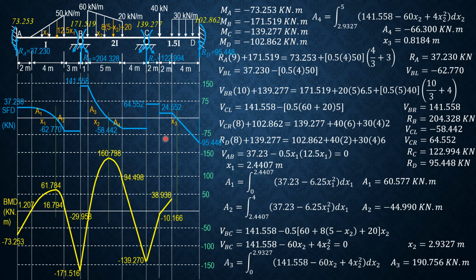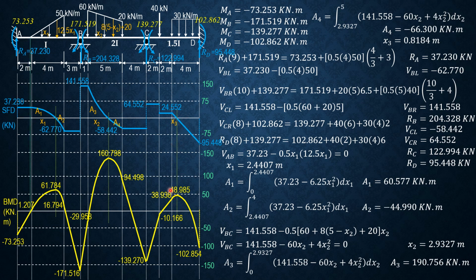Then negative 139.27 plus 64.552 times 2 goes straight up. So the value here is negative 10.166 plus the area here, which is 24.552 times 2, goes straight also. So that would be 38.938. Then we will call this x3. Then shear in this portion is 24.552 minus 30 times x3 equals 0. Therefore, x3 is 24.552 divided by 30, and I'll put x3 here. x3 is 0.8184 meters.